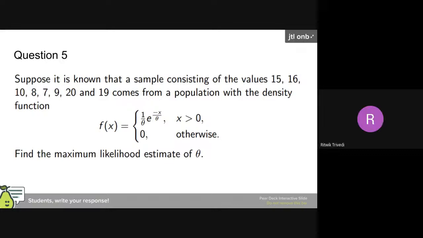Sir, in the last question, if we calculate variance, you said that we'll get sigma square by n minus 30. I didn't get how we get that.